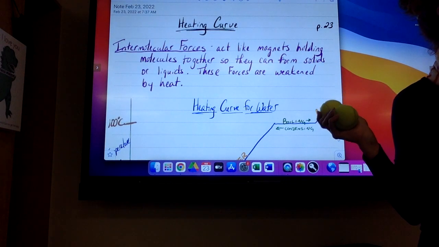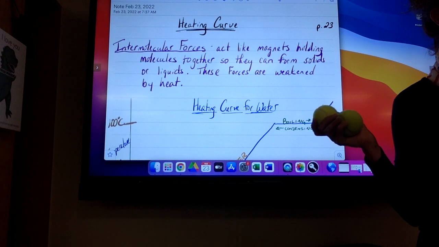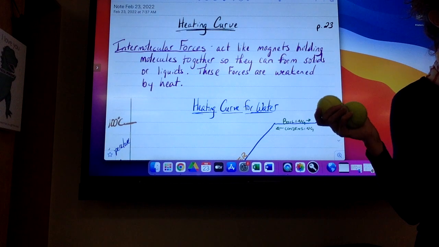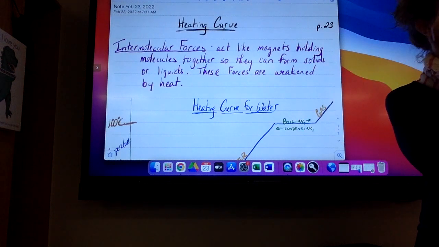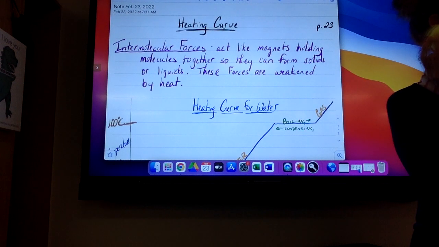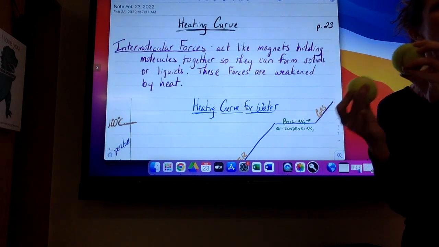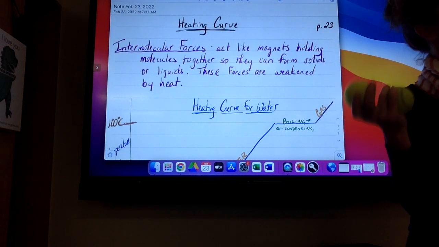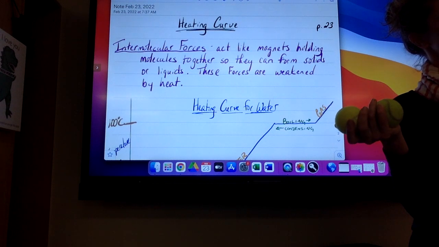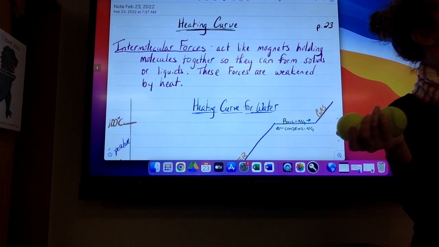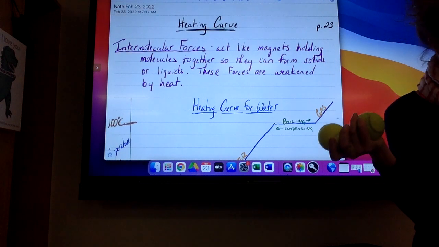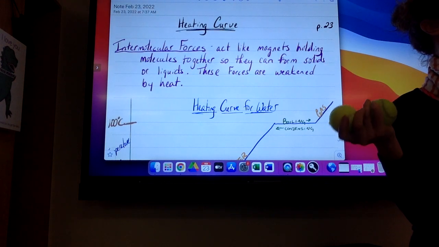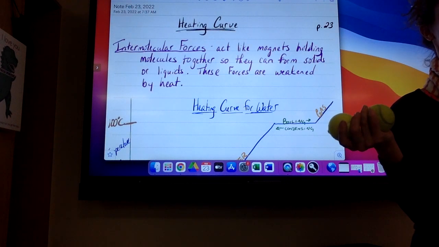What do I need to do to weaken intermolecular forces? What if I want to melt a solid? How do you weaken those magnets? By adding heat. That makes them move faster, and that makes those magnets not work as well. Questions on that? Because it's kind of important you get that concept. Are they real magnets? No. But they're areas on the molecules that act like magnets.